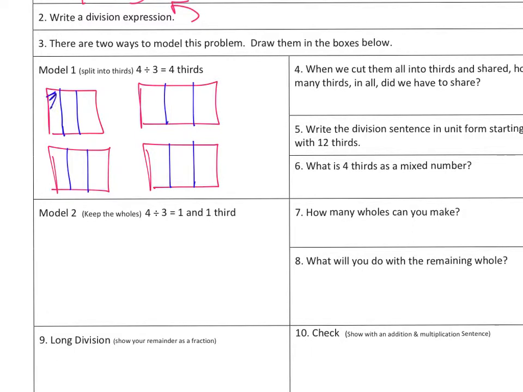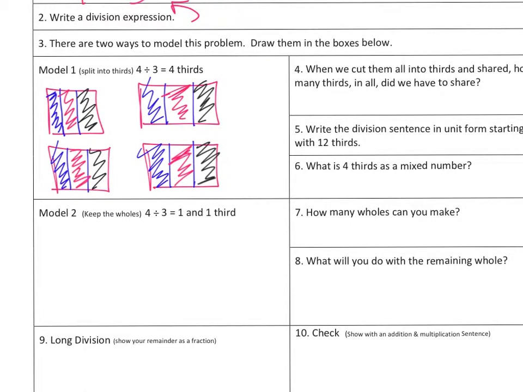So let's see, we'll do 3 different colors. We'll have blue, black. So you can see with each color, how many blues? 1, 2, 3, 4. And those are thirds, because we can see these are divided into thirds. So 4 thirds.